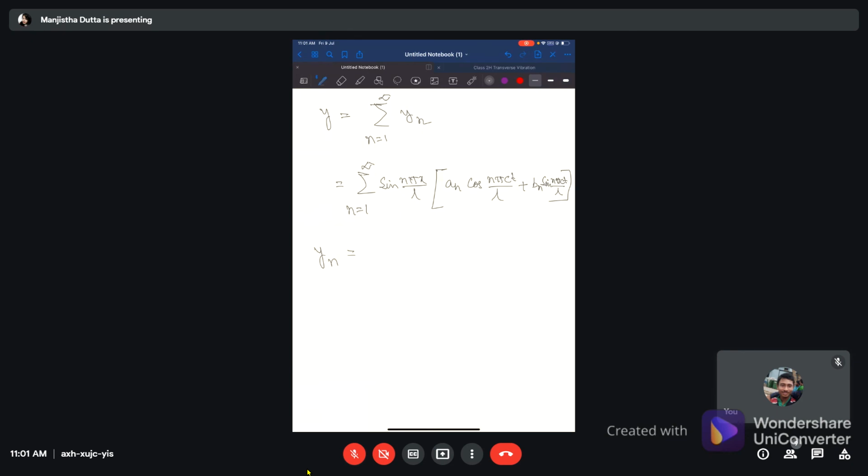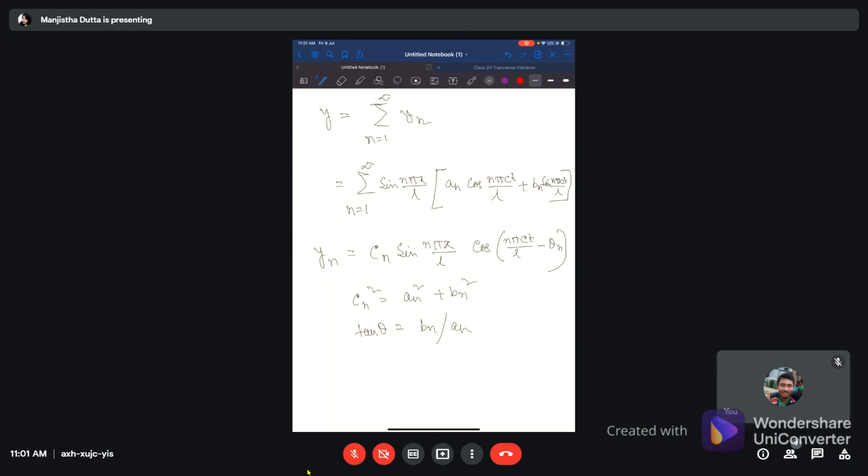Now it can also be written as yn is cn sine n pi x by L cos of n pi ct by L minus theta n. Okay, where we have taken cn square is equal to an square plus bn square, and tan theta is equal to Bn by An.